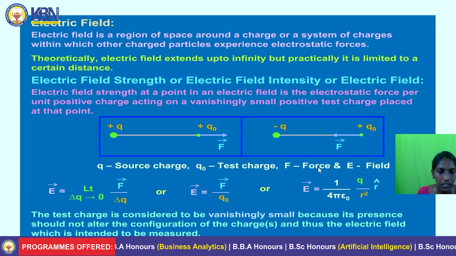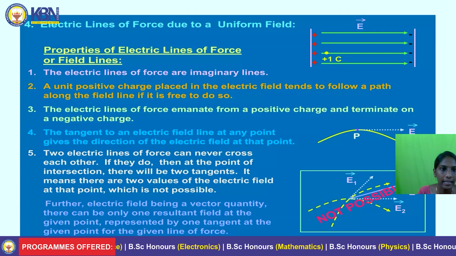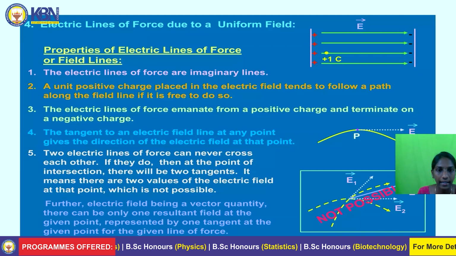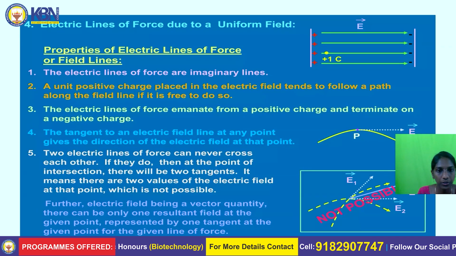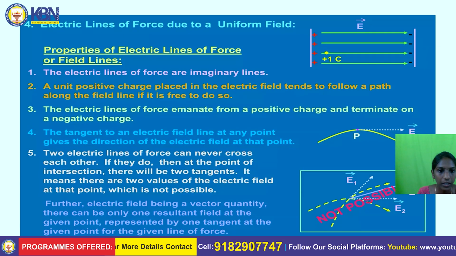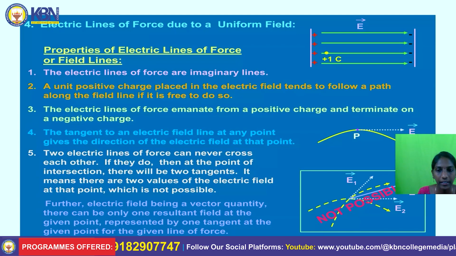The test charge is considered to be vanishingly small because its presence should not alter the configuration of the charges, and thus the electric field which is intended to be measured. Electric lines of force due to a uniform field. The properties of the electric lines of force: the electric lines of force are imaginary lines. A unit positive charge placed in the electric field tends to follow a path along the field line if it is free to do so.